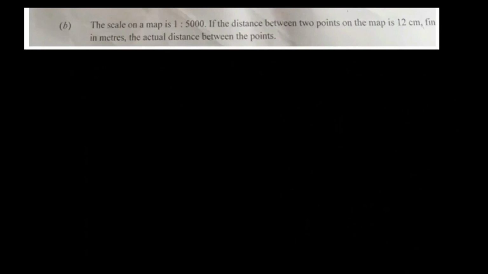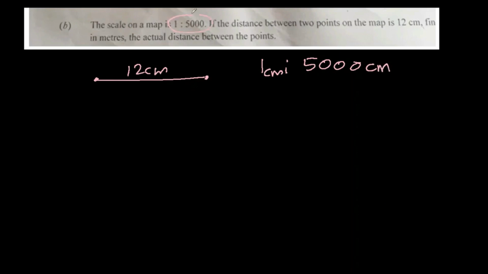B part of the same question says that the scale on a map is 1 to 5,000. If the distance between 2 points on map is 12 centimeters, so if there are 2 points, the distance between them is 12 centimeters. Find in meters the actual distance between the points. So 1 to 5,000 means if the distance between 2 points is 1 centimeter, the actual distance between them on ground will be 5,000 centimeters. Look at the ratio, there is no unit given, right? It's because whatever unit we write on one, same unit can be written on the other.